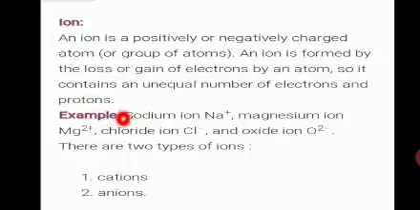Some examples: sodium ion, Na plus. So ions are written like this, with either a plus or minus symbol above the symbol of the element.